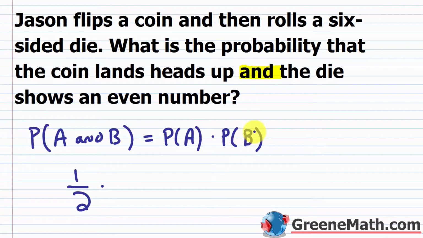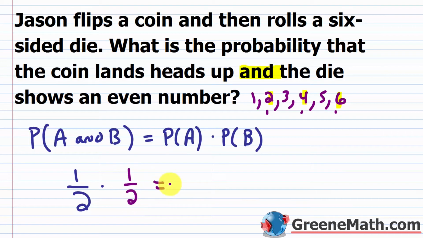Let's say that's the die showing an even number. With a 6-sided die, it can land on a 1, a 2, a 3, a 4, a 5, or 6. We know that 2, 4, and 6 are even numbers. So how many favorable outcomes can I have? I have 1, 2, 3 favorable outcomes out of a total of 6. So I would put 3 over 6, which you can simplify to 1/2.